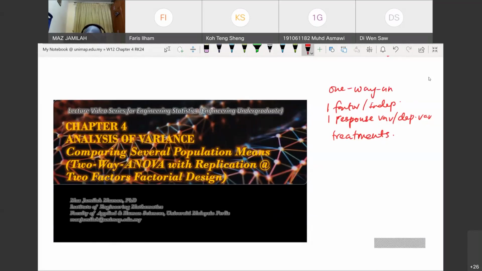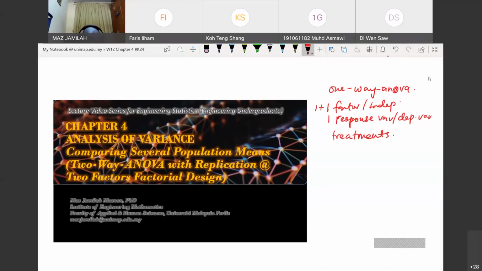Now for today we are going to see what happens if we have more than one factor, which means that we add one more factor. This is what we call two-way ANOVA with replication, or the other name for two-way ANOVA with replication is two-factor factorial design. So if you see one of the names, you should know what you are dealing with.